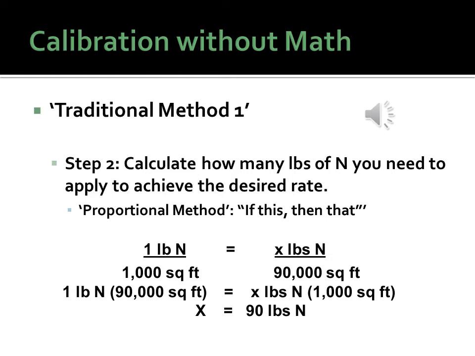I didn't work down the problem any further, but 90,000 is equal to 1,000 X. Divide 90,000 by 1,000. So X is solved for 90 pounds of nitrogen. That's how many pounds of nitrogen we need to put on the football field at 1 pound per 1,000 square feet.